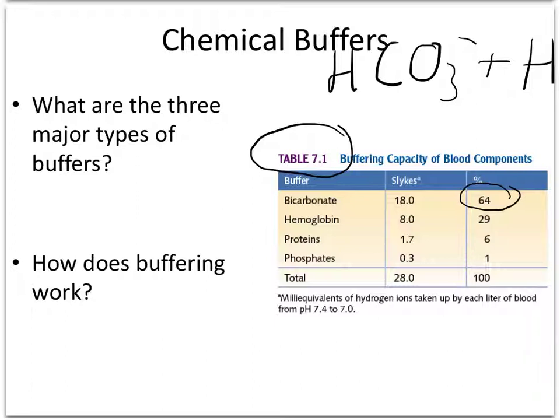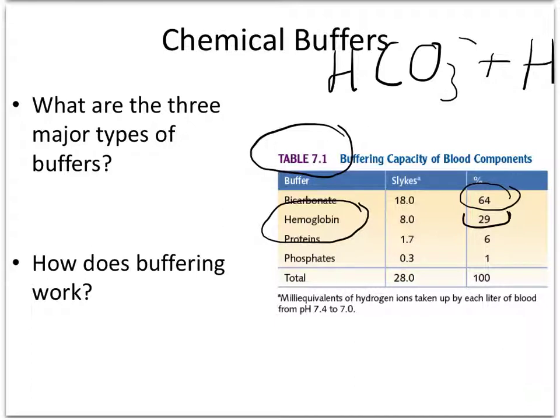Now let's look at the other two types. There's three types. One is bicarbonate. The second one is proteins. Here hemoglobin and proteins are actually together. They need to stay together. Hemoglobin is a type of protein, so those are all together. But it's showing that hemoglobin itself has a very high capacity to buffer hydrogen ions. 29% of your total buffering capacity happens via hemoglobin.